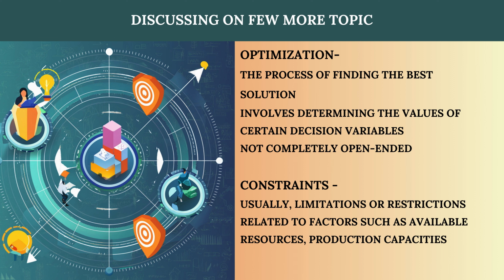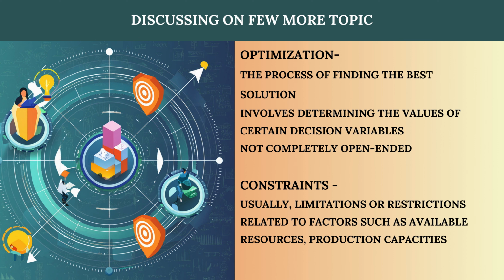The equation or formula that represents the quantity to be minimized or maximized is called the objective function. For example, if a company wants to minimize its production costs, the objective function would express the total cost as a mathematical equation involving different variables, such as material costs, labor costs, and overhead expenses. However, the optimization process is not completely open-ended.